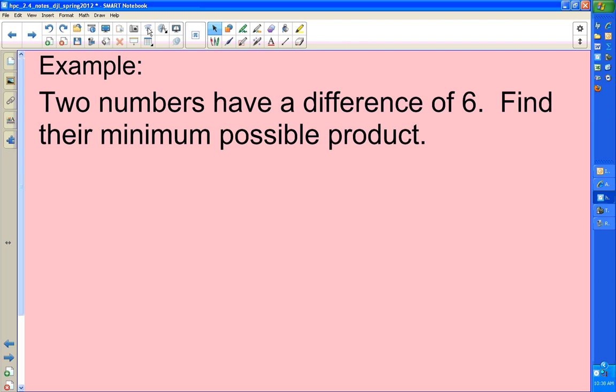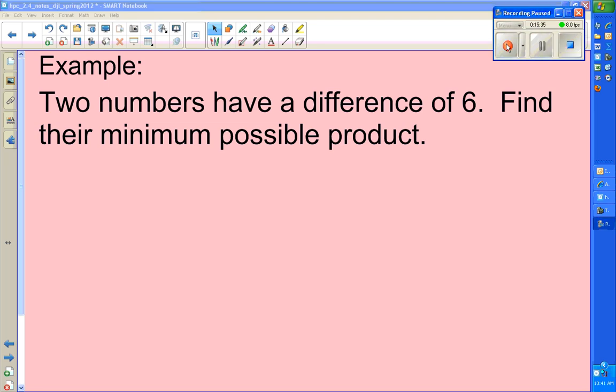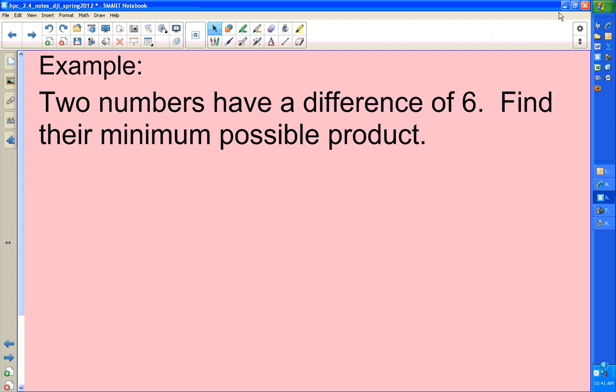See if you can write the let statement for this one. On your paper. Like I said, there's more than one correct let statement, and I saw at least 2. Everybody should have the first one the same. Let x equal one of the numbers.